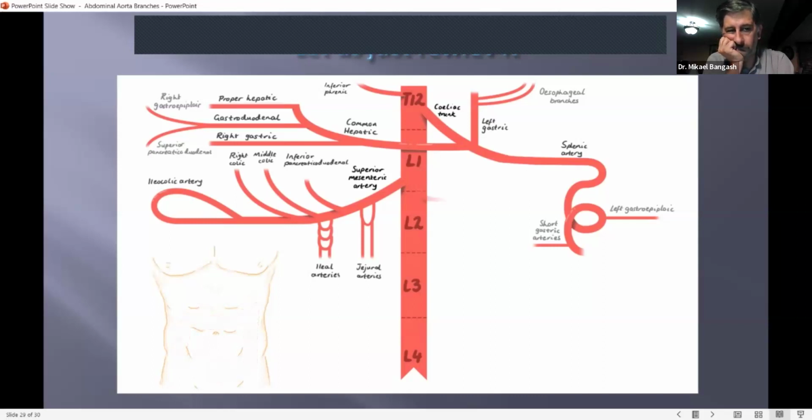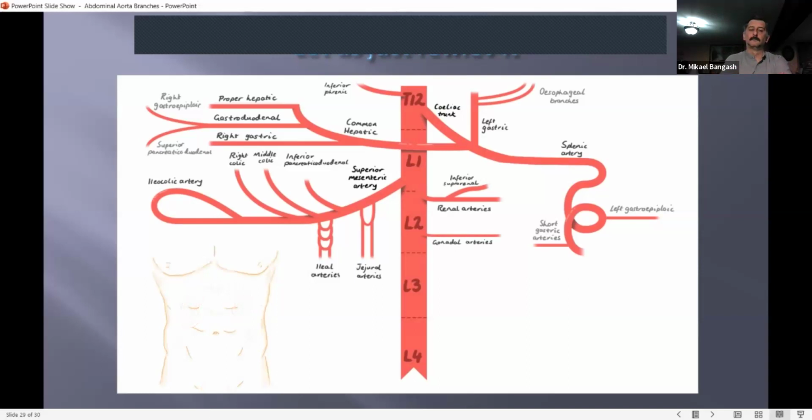Next up, L2. From L2, we have two major arteries branching straight from the aorta. First up, the renal arteries, which has the inferior suprarenal coming off it. The superior infrarenal comes off the inferior phrenic, just so you know. Next, we have the arteries to supply our testes and ovaries, the gonadal arteries.